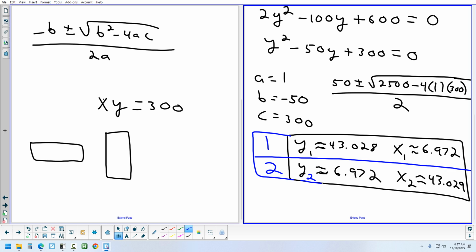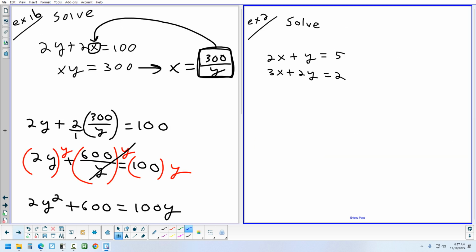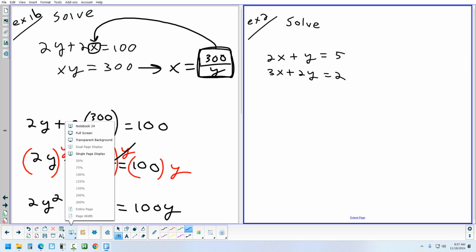Now, not every problem ends up being a quadratic. This one did, but I'll tell you most of them are a little bit easier than that. Question on that one? Okay, let's try another one with substitution that is not a quadratic.